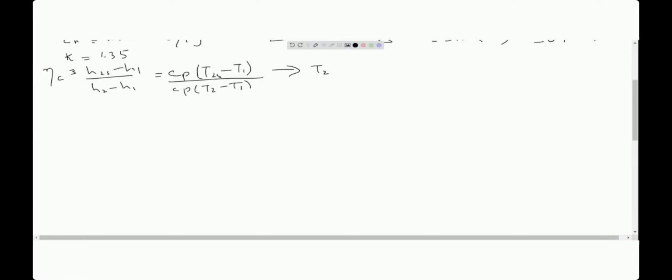This will give us T2 is equals to T1 plus T2s minus T1 divided by eta C. Now we'll put the values. We have 313 plus 642.3 minus 313 divided by 0.85. This is equals to 700.4 Kelvin.